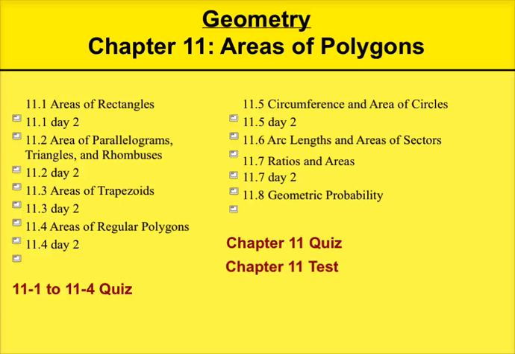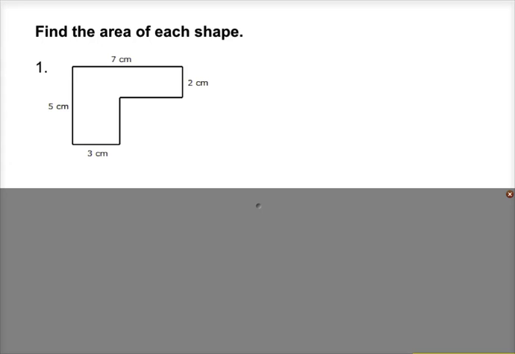Chapter 11, Areas of Polygons. Today we're going to cover Section 11, Day 2. Today's going to deal with irregular shapes. So somehow I have to split them into shapes I know the area of.